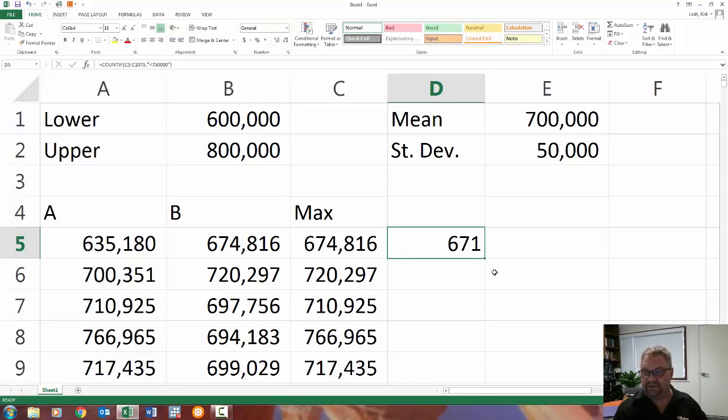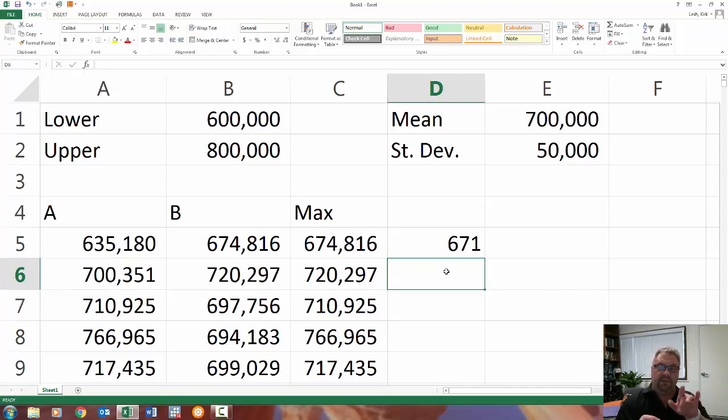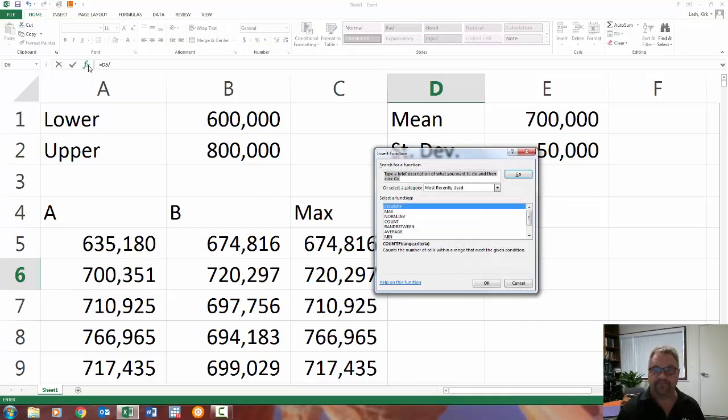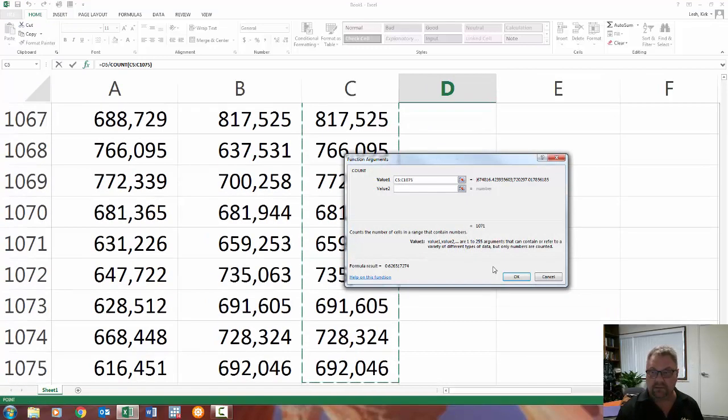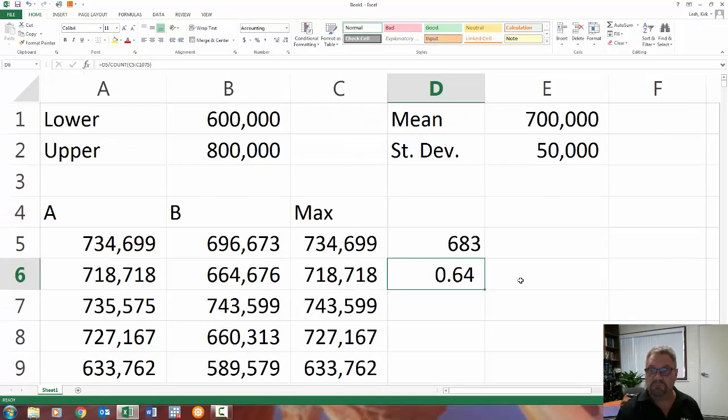So there were 671, and then what's the probability that the max bid between A and B is less than 750? So I need to take this number divided by the total number of trials. So I'll hit COUNT, max, hit OK. So 64%. So there's a 64% chance that if I bid $750,000, I would get this particular contract.